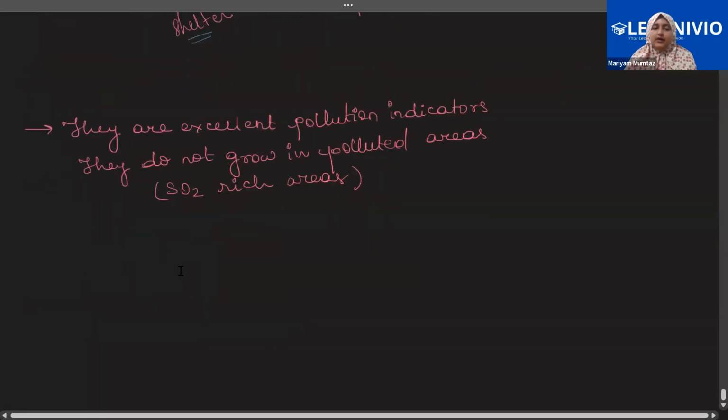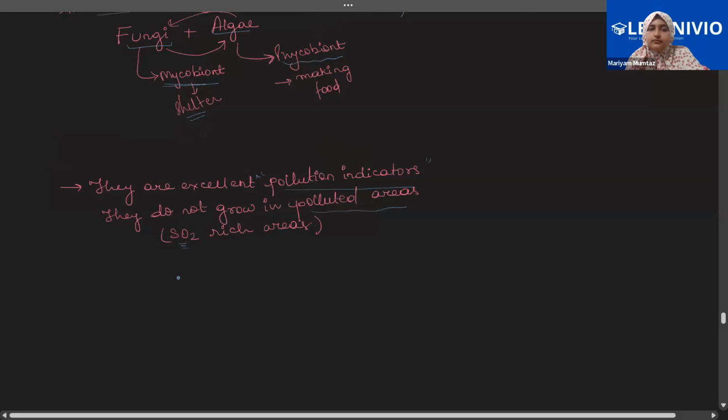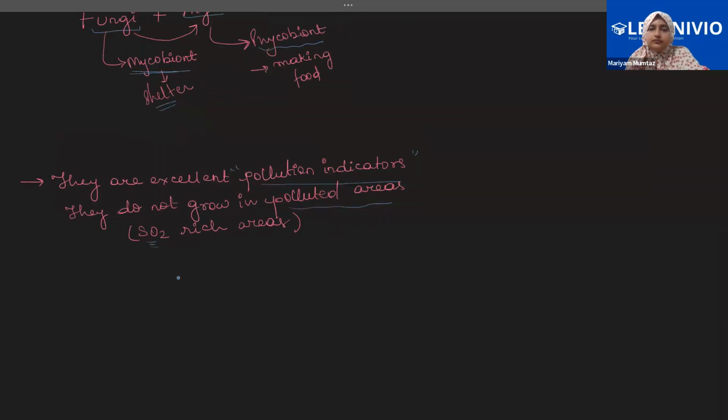Now, one more thing to tell about the lichen is that they are excellent pollution indicators. Meaning, in all those areas where there is no pollution at all, they will grow only there. Lichens can grow only in an unpolluted area. And they cannot grow in the polluted area, especially in those areas that have sulfur dioxide in abundance. Wherever this sulfur dioxide is present, lichen will not grow. So if any place does not have any lichen, it means that that place is polluted. So they are great pollution indicators. Any doubts, students? No, ma'am.